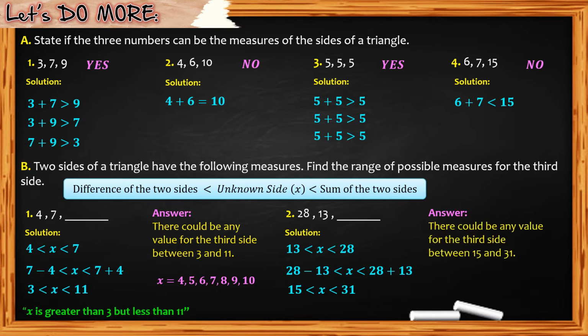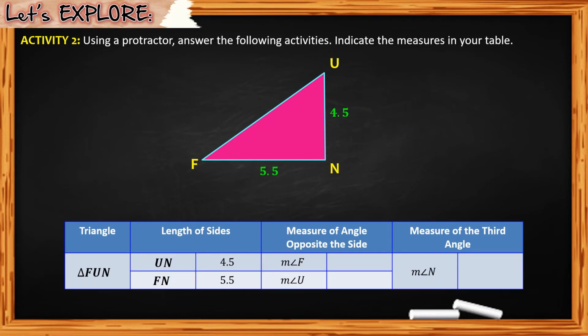So there could be any value for the third side between 15 and 31. And those are 16, 17, 18, 19, and so on and so forth until 30. And to make it shorter, we can write it as x greater than 15 but less than 31. So if the third side is 16, 13 plus 16 is 29, and 29 is greater than 28. And if the third side is 30, 28 plus 13 is 31, and 31 is greater than 30.